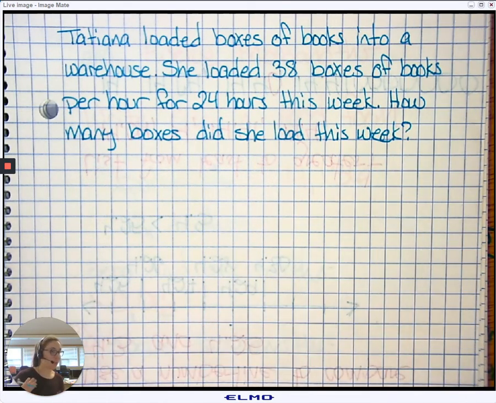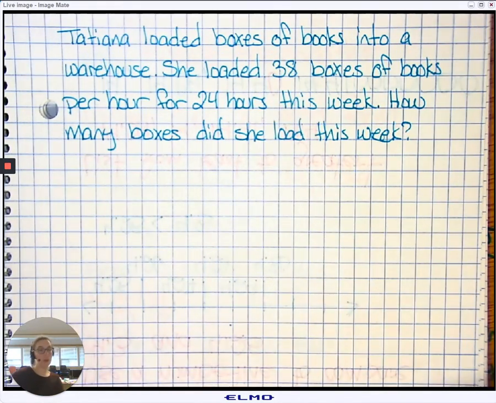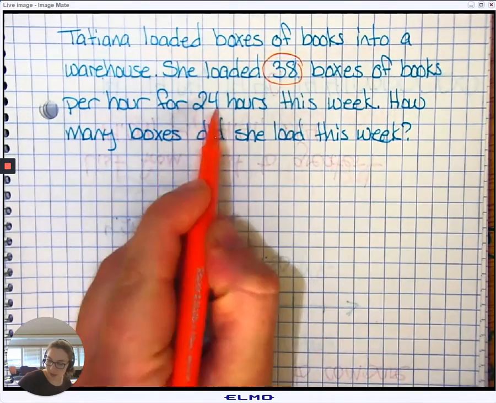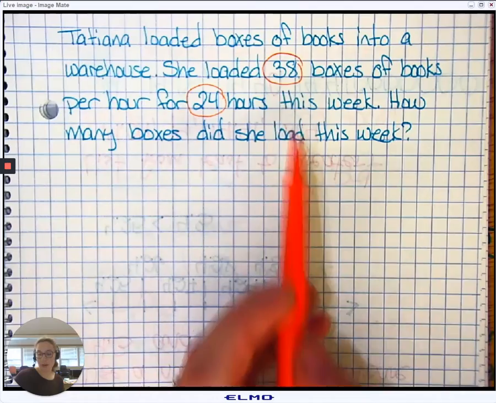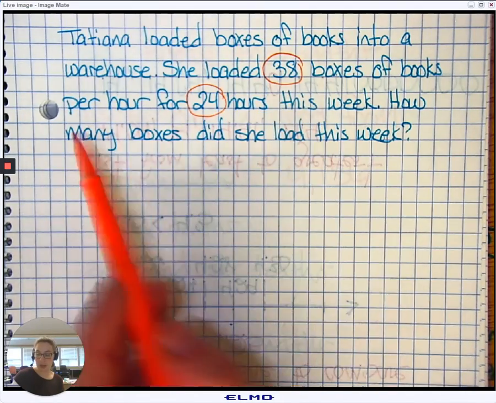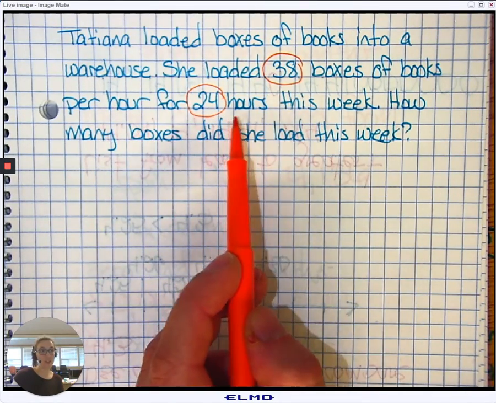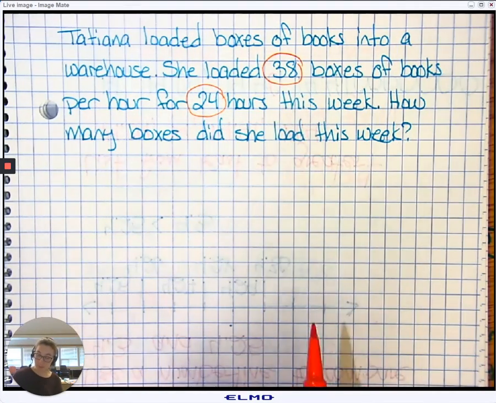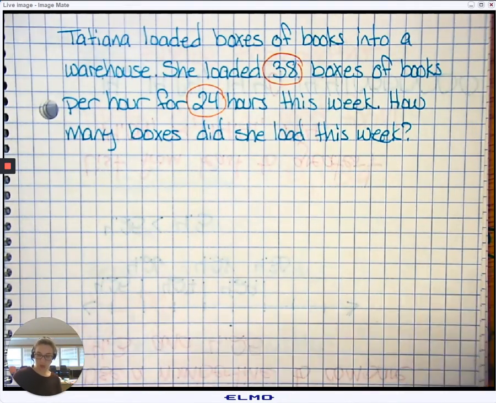Again, this is a multiplication problem because we have two numbers that's per. When you see per, often multiplication or division. In this case, it's multiplication. So we've got our two numbers. I'll use orange. I don't use orange very often. 38 and 24. And she's doing 38 boxes of books per hour for 24 hours. Now I could add 38 24 times, but I'm not going to do that because there's a much faster way of doing it. Multiplication. So let's multiply.